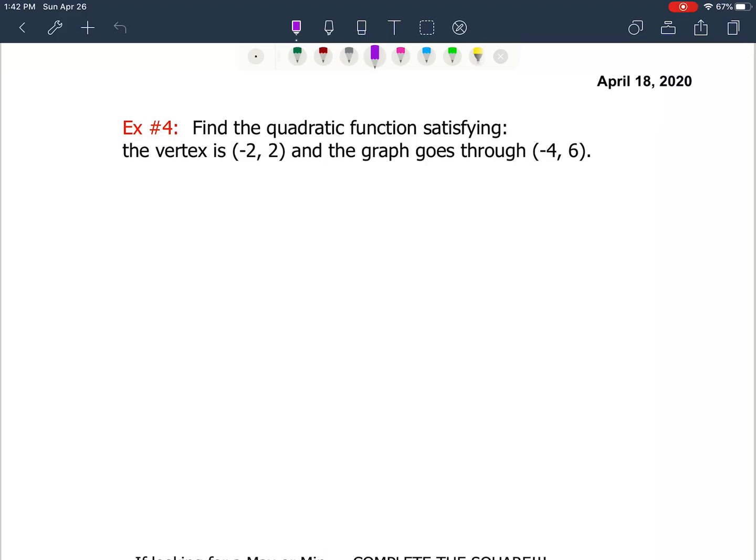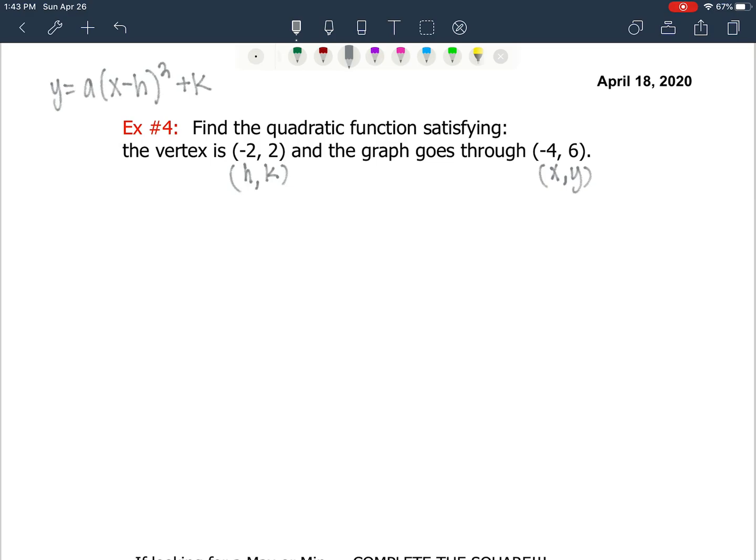So here we are having to write a quadratic function that has a vertex of -2, 2, and the graph goes through the point -4, 6. Well, the vertex has very special values called h, k. And we know that y equals a times x minus h, quantity squared, plus k. Now, any point that the graph goes through is an ordered pair x, y.